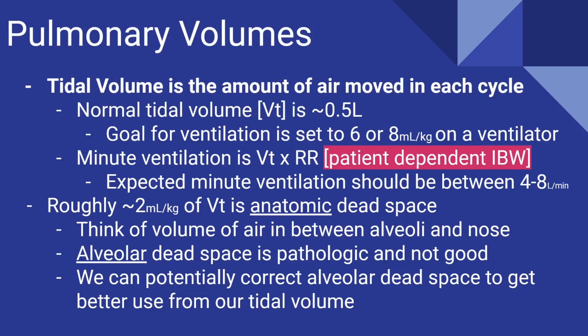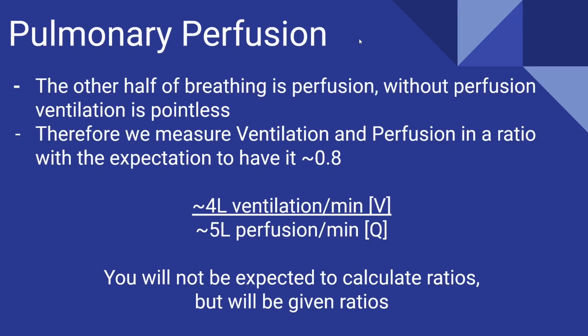Now, anytime there's alveolar dead space, that's not a good thing, that's pathologic. And we can usually correct that. If it's collapsed alveoli and we're not utilizing that space anymore, or the space is filled with air but the air or the oxygen isn't able to be taken in through the arterial system, then it's referred to as alveolar dead space.